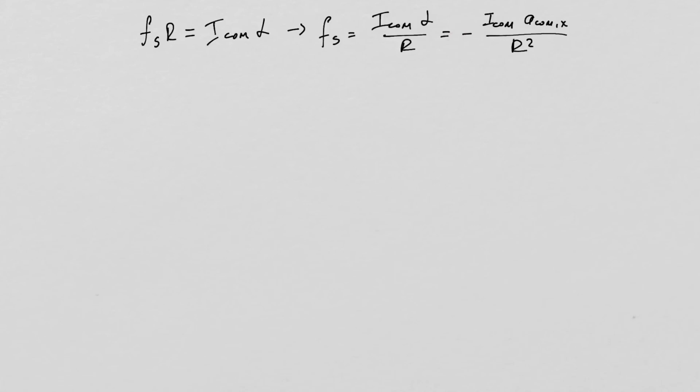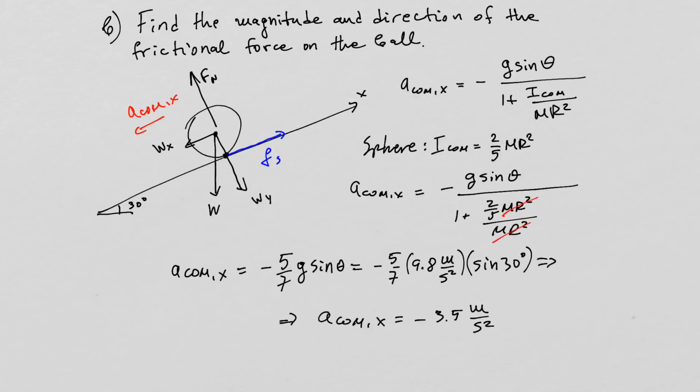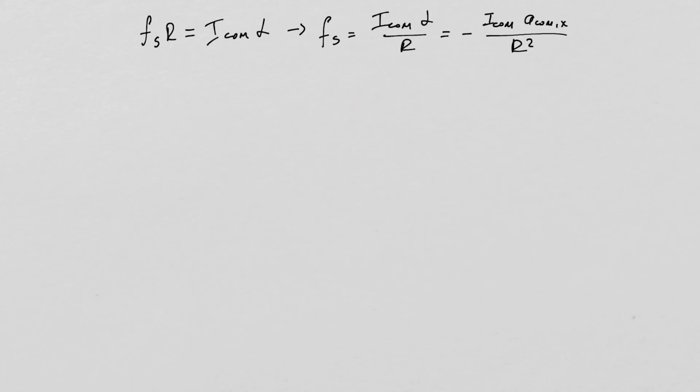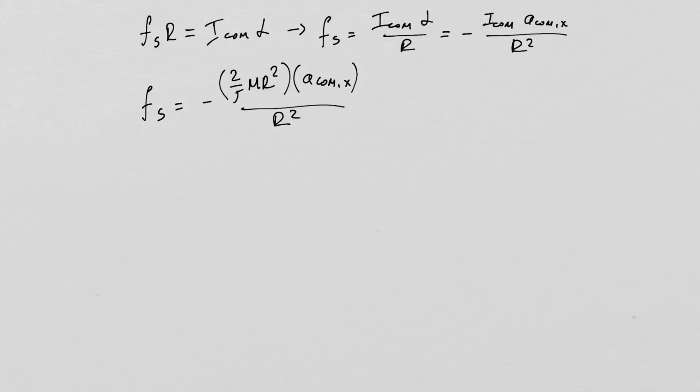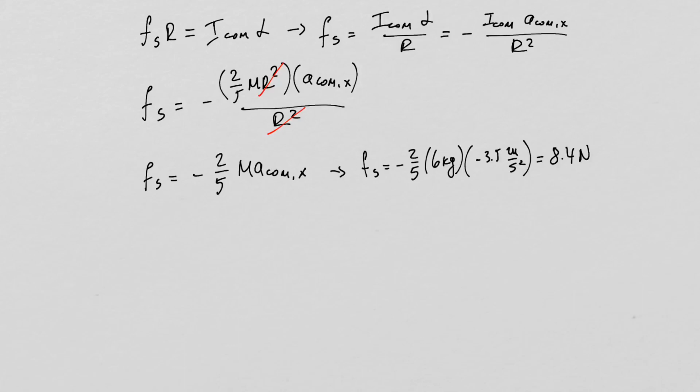So the minus here, one more time, comes from the fact that the acceleration of the center of mass is down the incline, which is opposite to my choice of positive x orientation. Substituting I with the value for a sphere, which is 2/5 mr squared, and canceling r squared in the numerator and denominator, I get the final expression for the force of friction: minus 2/5 m a_x. Now I can substitute the values for the mass and for the acceleration of the center of mass to find the force of friction. And the force of static friction comes to be equal to 8.4 newtons.